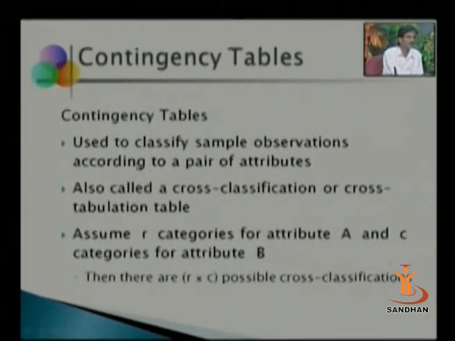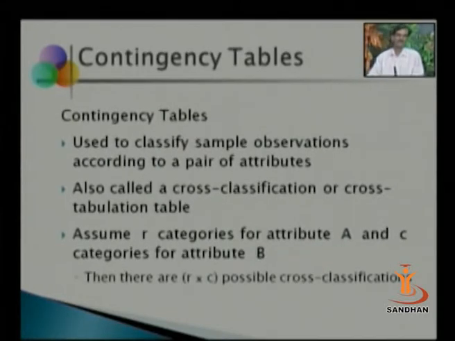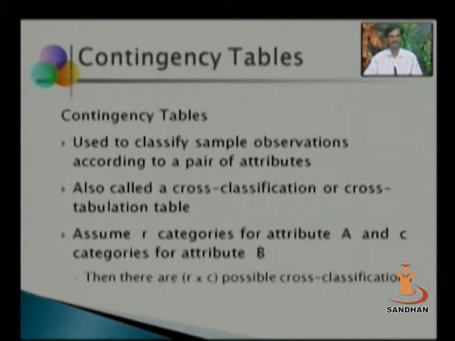So now contingency table. Another application of chi-square is the contingency table. That means test of independence. So in contingency table what we have? A contingency table is used to classify sample observations according to a pair of attributes. Attribute means qualitative character. So this is also called a cross classification or cross tabulation table.